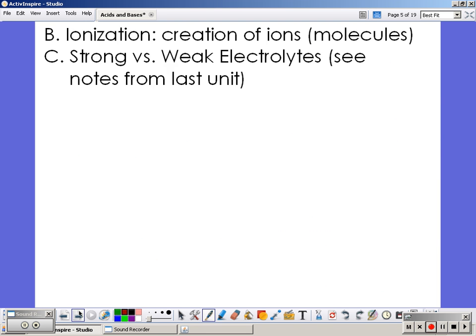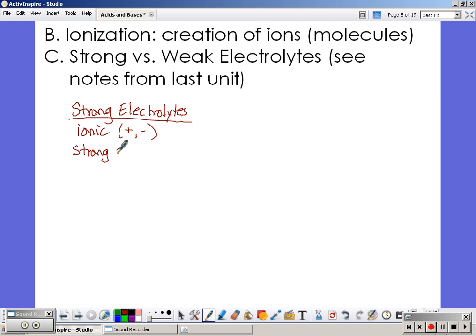Ionization is the creation of ions. So when you put stuff in water, it creates those ions. Strong versus weak electrolytes. Remember, strong electrolytes are anything that breaks into ions. So strong electrolytes are anything that is ionic, positive and negative, metal and nonmetal. And then strong acids.